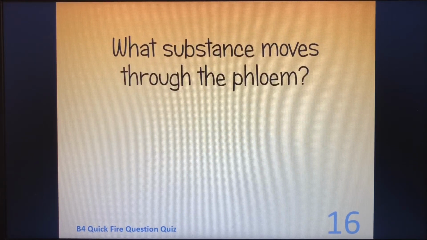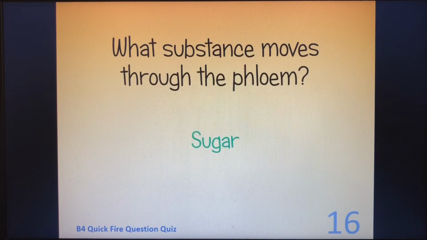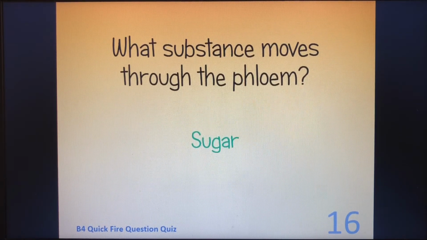Okay, question 16. What substance moves through the phloem? Now I've said this already, moves in lots of different directions. What substance moves through the phloem? Moves by translocation, transporting it to different locations. And the answer is sugar. Sugar flows through the phloem.